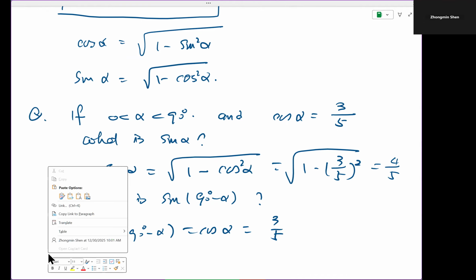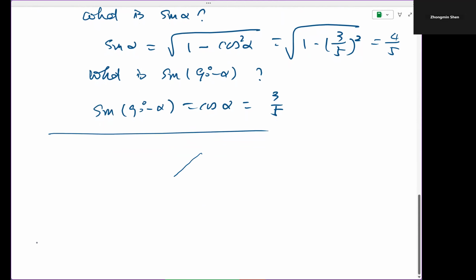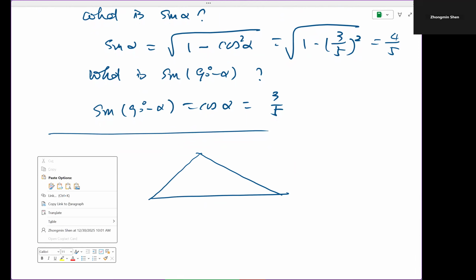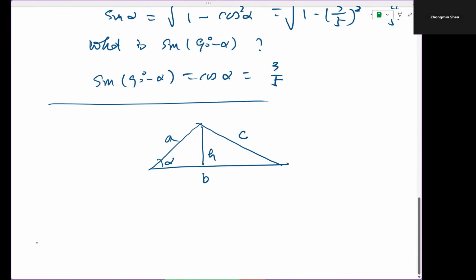Okay. Good. So what else can we do? Oh, yeah. Okay, so we continue. Now look at this triangle. This is an arbitrary triangle, not a right triangle. I can say this is A, that's B, that's C. I can use this B, and that's a C. This is the height. This is angle alpha.